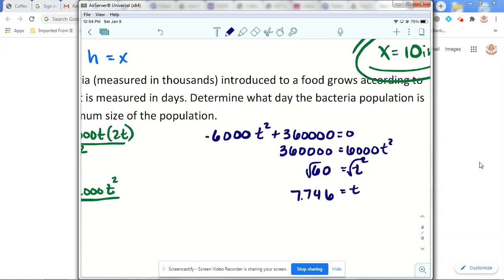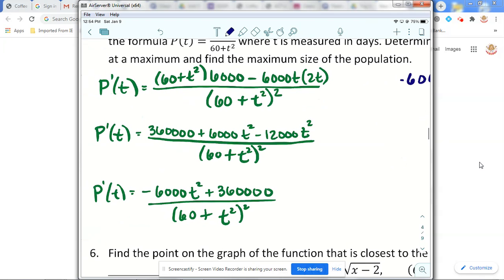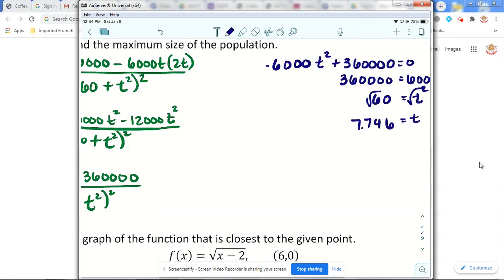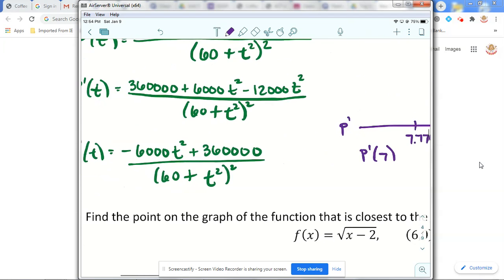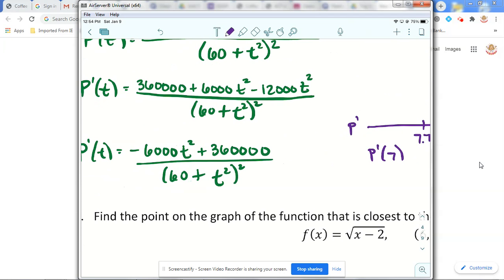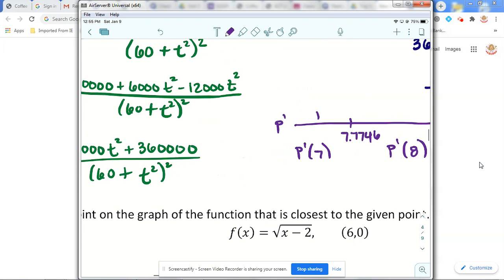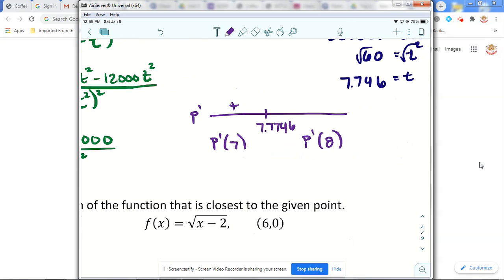Now, we want to know if this is a maximum or a minimum, or maybe neither. I don't want to find the second derivative of that, because that's just more work than what I want to do. So instead, let's just use the first derivative test. All right, so we'll find P prime of 7, and we'll find P prime of 8. And then what I did, and I don't want to waste time plugging in, is I just plugged 7 in, and I got a positive, and then I plugged 8 in to the derivative, and I got a negative. So whenever the first derivative changes from positive to negative, it creates a relative maximum there.